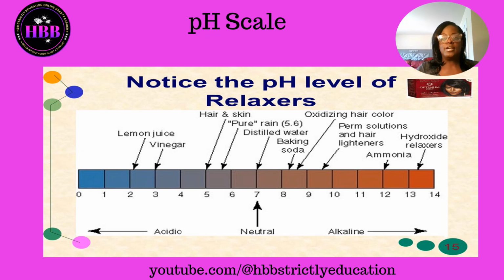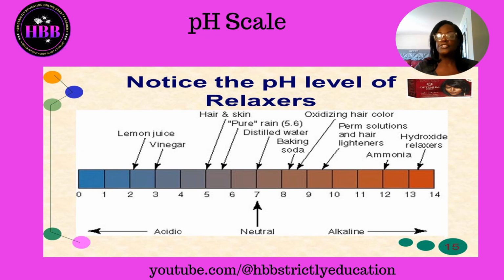Notice the pH level of relaxers. So if we look at this pH scale, we can look here and see lemon juice and vinegar falls at around a 2 and a 3. Hair and skin is at 5. And just a tip, if you go to State Board, you're going to see 5 and not 4.5 to 5.5 because it's just going to start with the average. So it'll be 5. Then you'll see pure rain is at a 5.6.